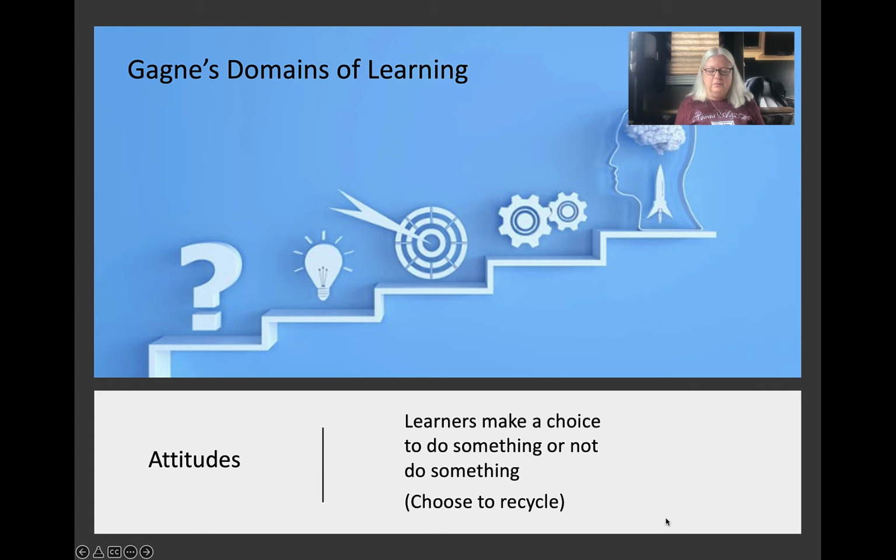Do they choose to eat good food? Do they choose to get enough sleep? These are things we choose. Or this example, choose to recycle. So when we identify an attitudinal goal, we determine whether the learners have to make a choice and whether the goal indicates the direction in which the decisions are to be influenced. So in this case, choose to recycle would be an attitudinal goal.